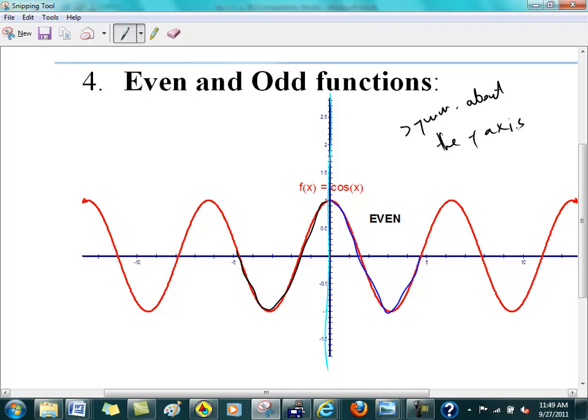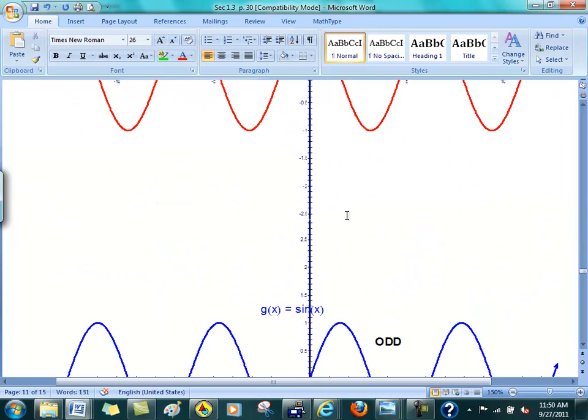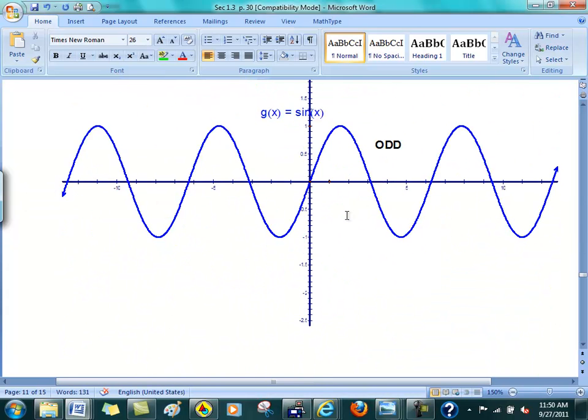Okay? Right, so those are even functions. Then you also have odd functions, so sine is an odd function.